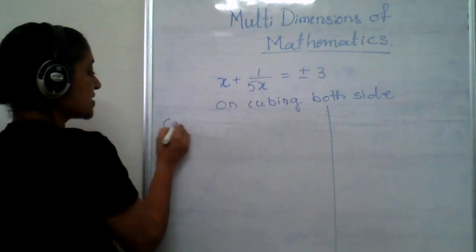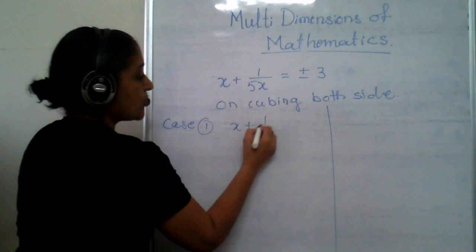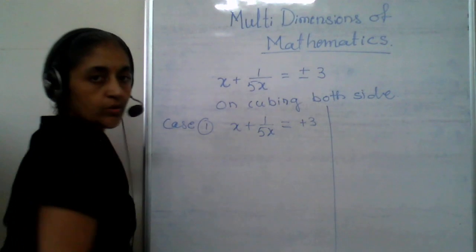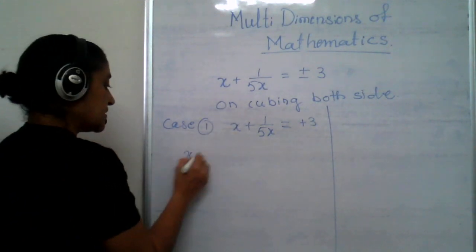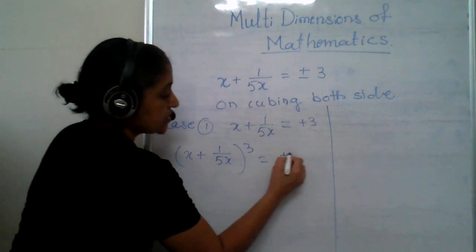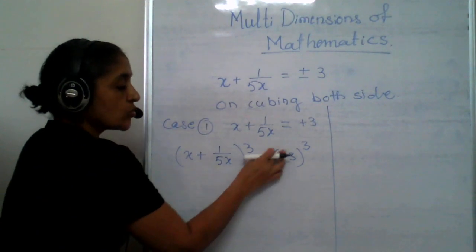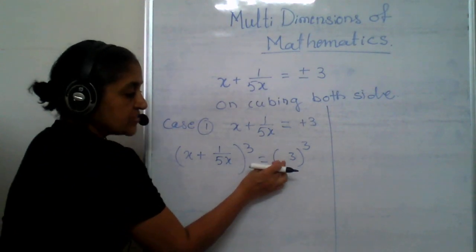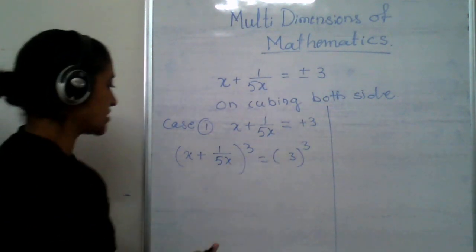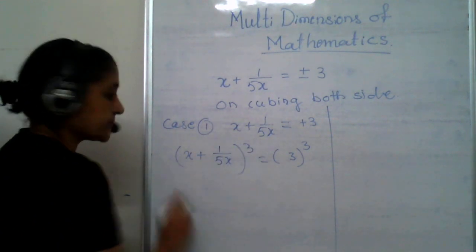So if I take case 1, where this x plus 1 upon 5x should be taken as a positive 3. Okay, now if you cube it, x plus 1 upon 5x bracket raised to cube is equal to positive 3's cube. Now is it necessary to write positive 3 cube? Because when there is no sign mentioned here, we call it positive. We understand it as positive. So there is no need to mention it here. Fine. So you know a plus b bracket raised to cube, what it is.